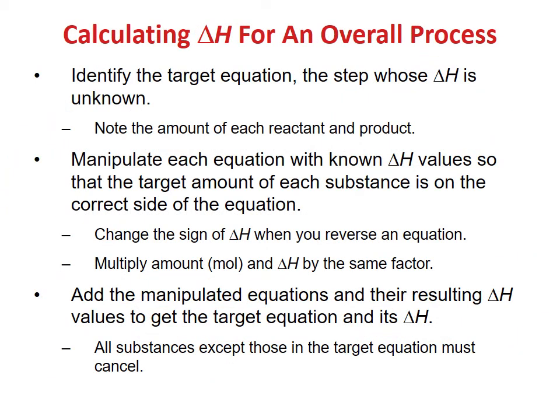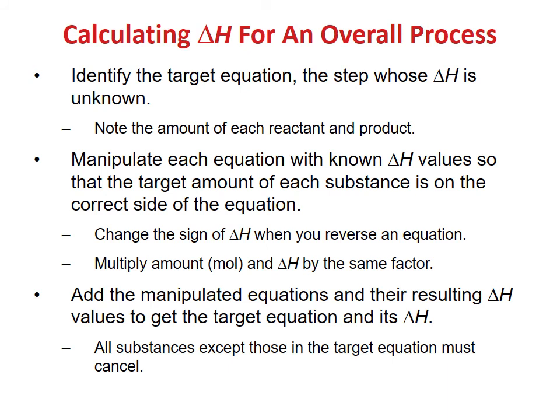In general, in order to calculate delta H for an overall process using Hess's law, we first identify the target equation, the step whose delta H is unknown, and then we manipulate each equation with known delta H values so that the target amount of each substance is on the correct side of the equation.